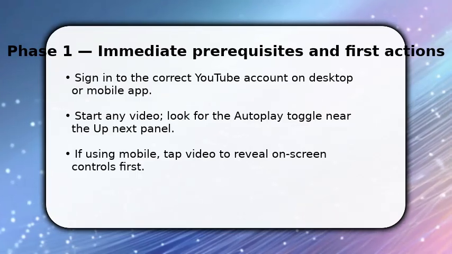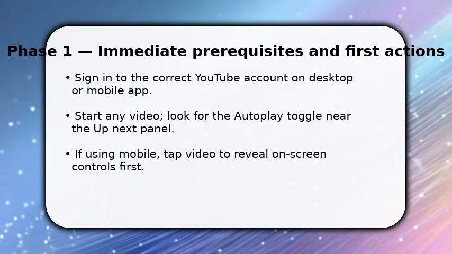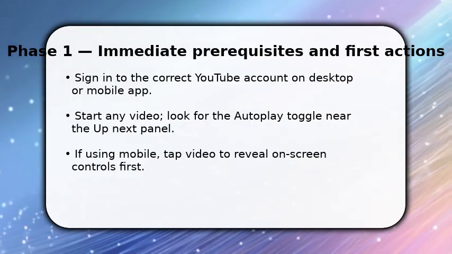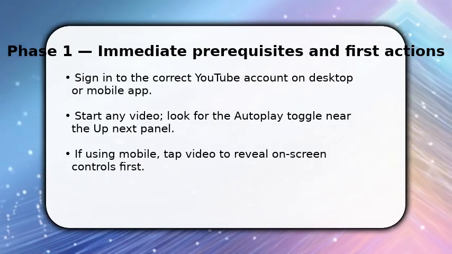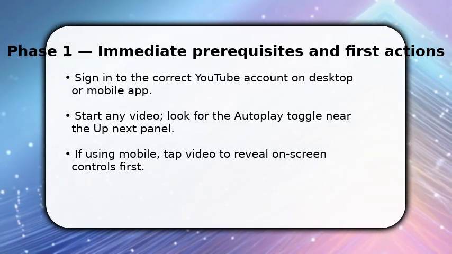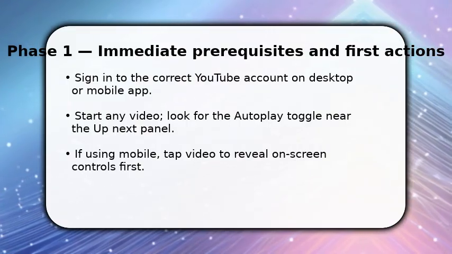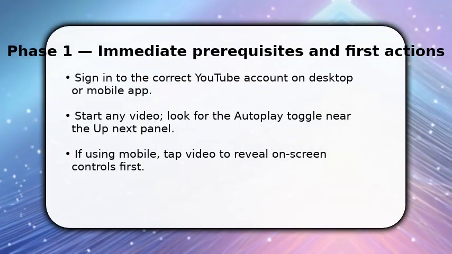You start by opening YouTube and signing into the account you use. Play any video so the player controls appear. Once done, look to the right on desktop or above the Up Next list on mobile for the autoplay toggle. You need to interact with a playing video to expose that control.